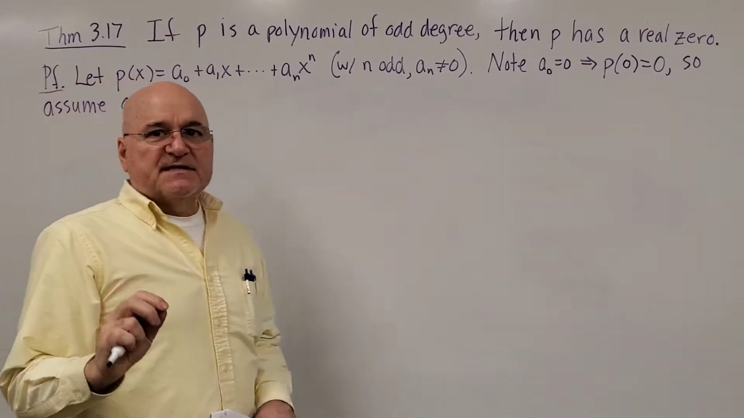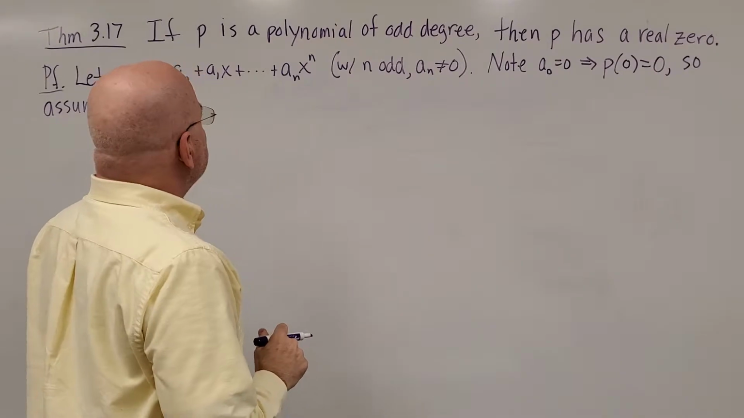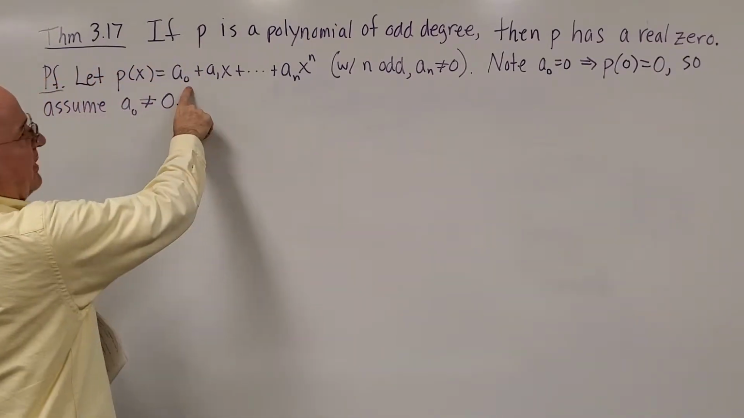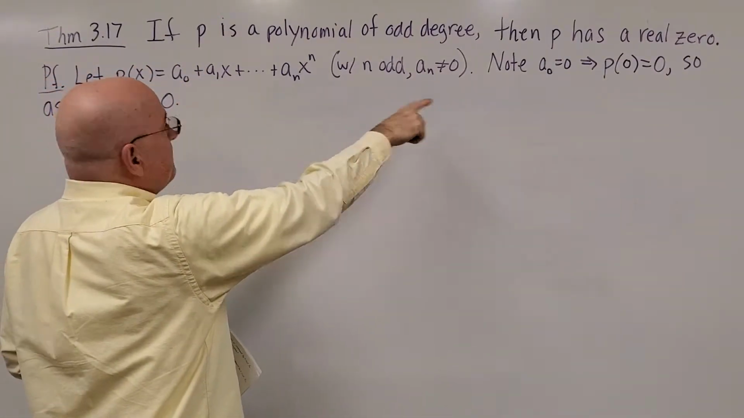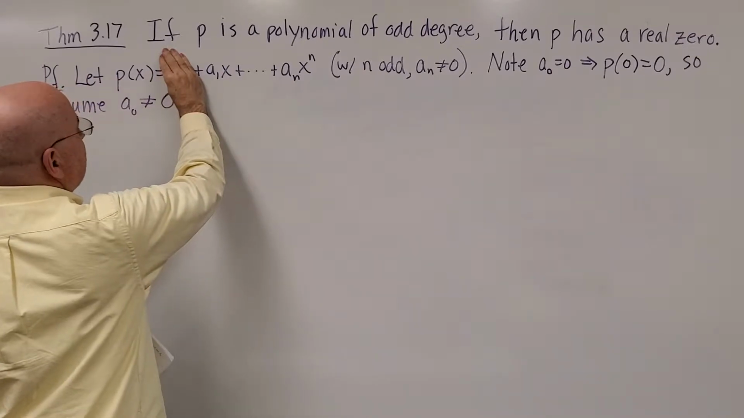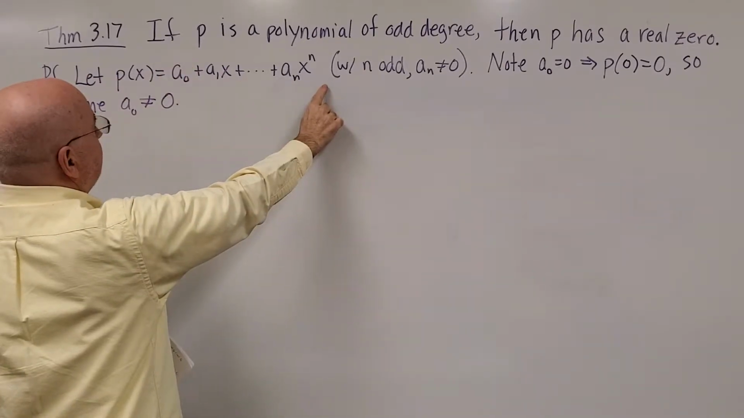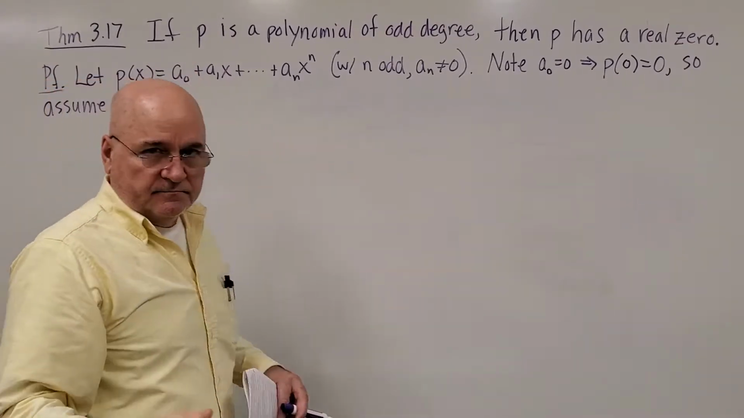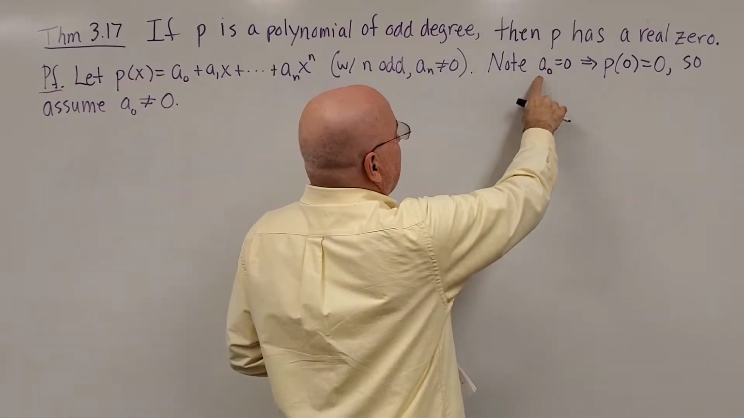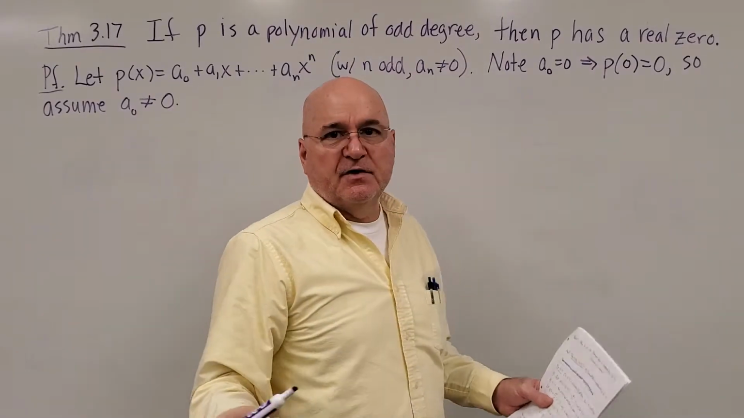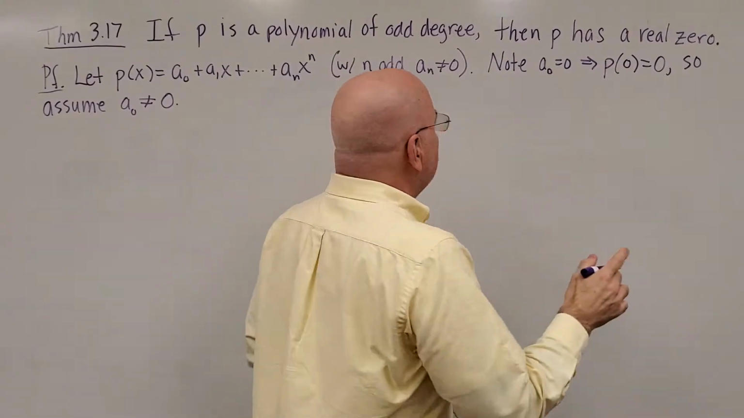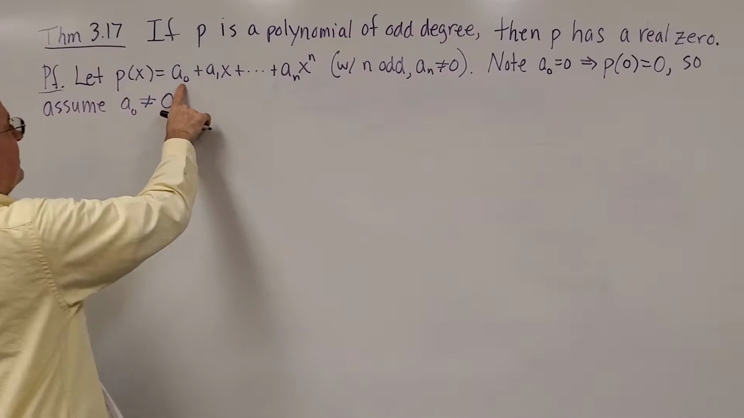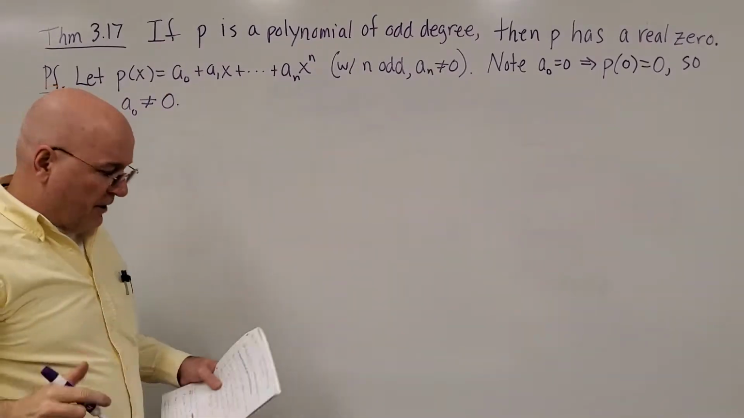Let's get one of the simple cases out of the way right away. If a0 is equal to 0, that means this term doesn't exist, and all the other terms have an x in them. So p of 0 would give me 0, and we're done. So if a0 is 0, we get a trivial proof. So let's assume that a0 is something different from 0.